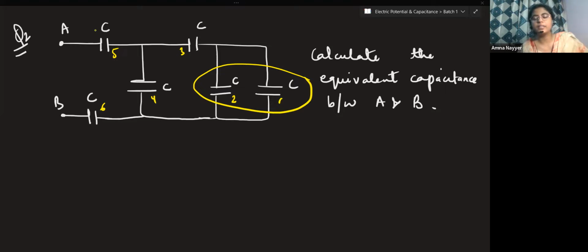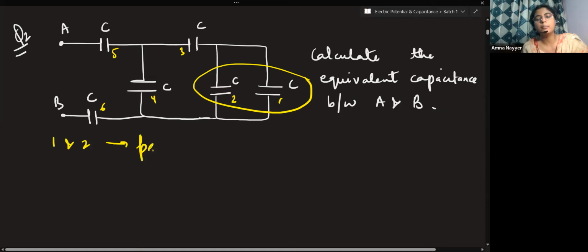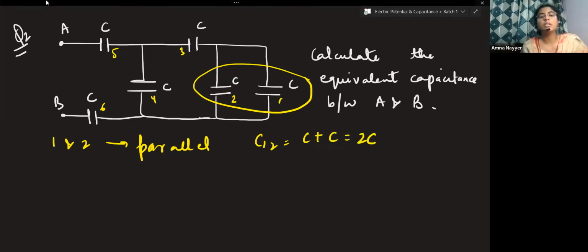See, to begin with, first start with these. These appear to be a parallel combination. Obviously, with branching, you can see they are connected with the help of a branch. This is capacitor 1 and 2. So equivalent will be what? These are connected in parallel, no? So 1 and 2 are connected in parallel. So equivalent C12 becomes directly C plus C. That gives 2C.